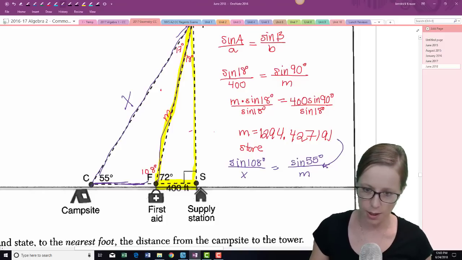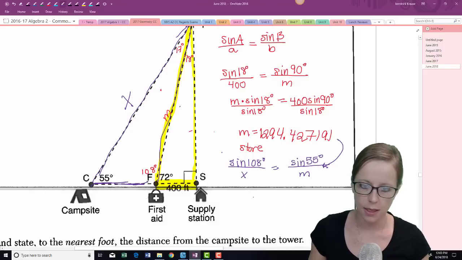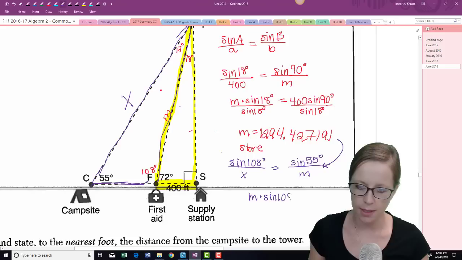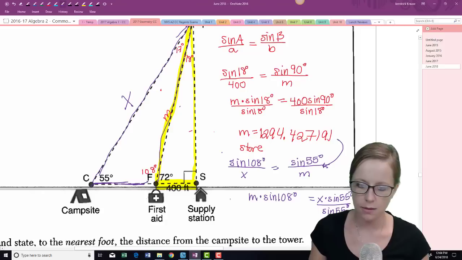So I'm going to cross multiply. Where's my marker? There it is. M times the sine of 108, remember M is a number, is equal to x times the sine of 55. So to find x, I just divide by the sine of 55 degrees.